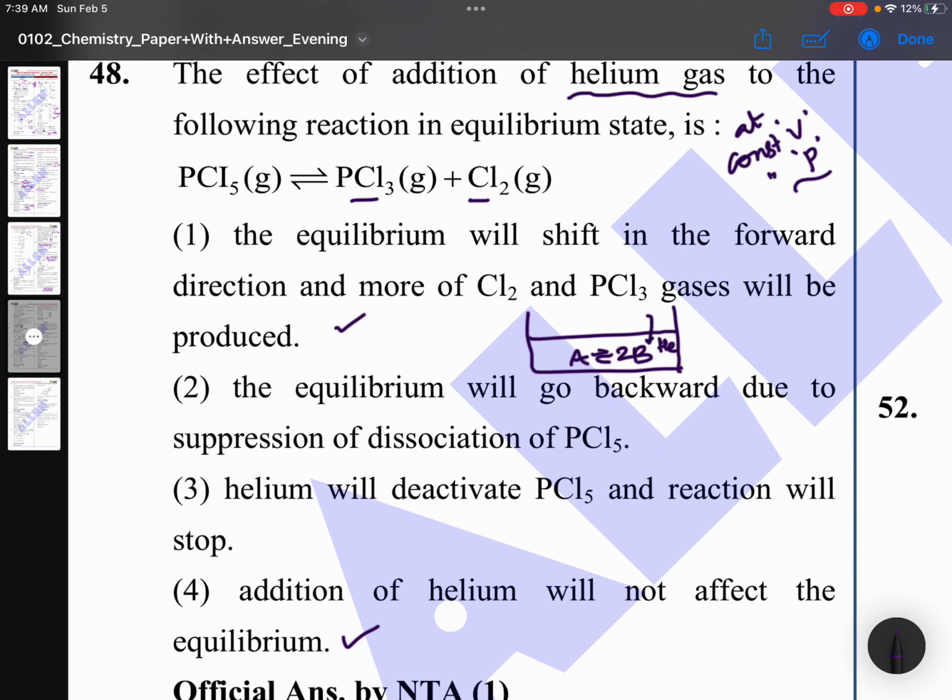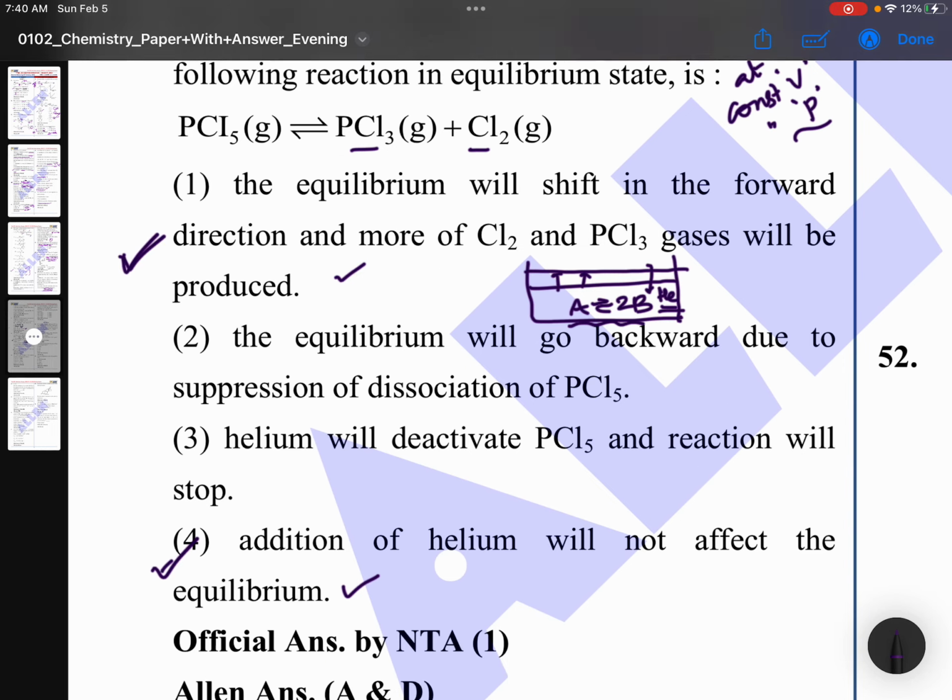If you want to make the reaction at constant pressure, the volume should increase in order to maintain the pressure constant, because the extra inert gas is definitely creating some pressure. That pressure is to be nullified in order to maintain the constant pressure. So you have to increase the total volume. When the volume increases, everything is gone. That means at constant pressure, this factor is there. At constant volume, this factor is there.